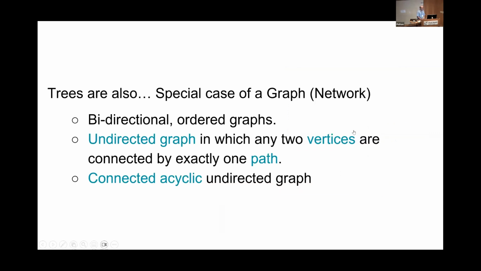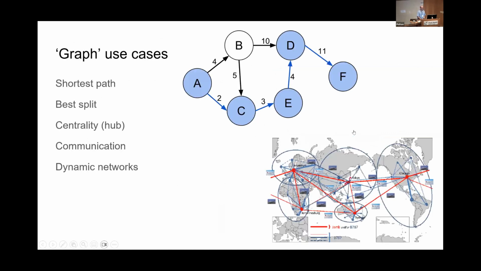So switching gears, trees are also a special case of a graph network. And here are 3 more ways to say it. Graph use cases are shortest path, how you go from A to F with the minimum shortest cost of the edges. Centrality, hub, if you're an air carrier and you want to put a new airport, where should you put it? You could leverage the graph structure.